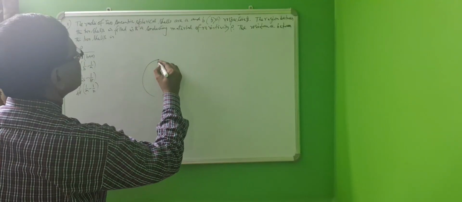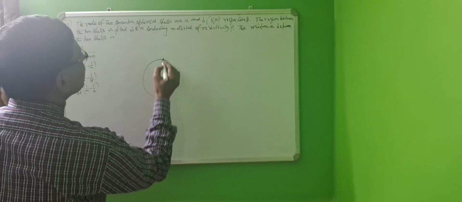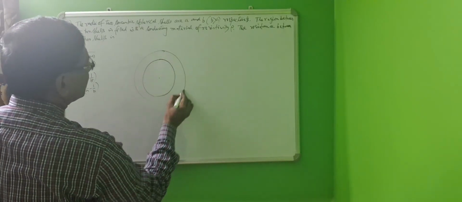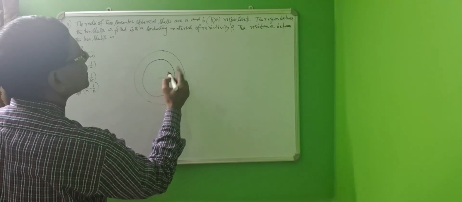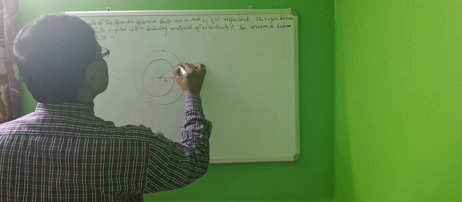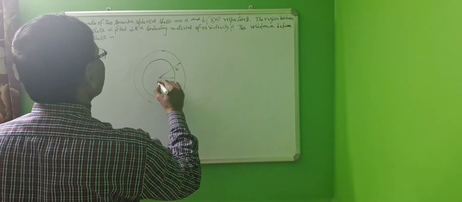Suppose this is a spherical shell and also this is a spherical shell. This is of radius A and this is of radius B.